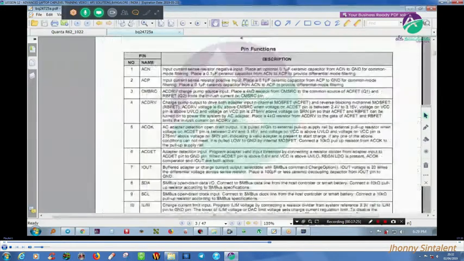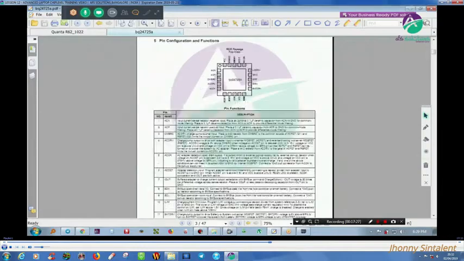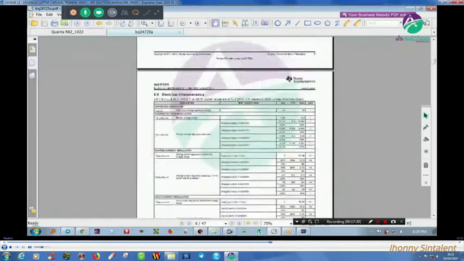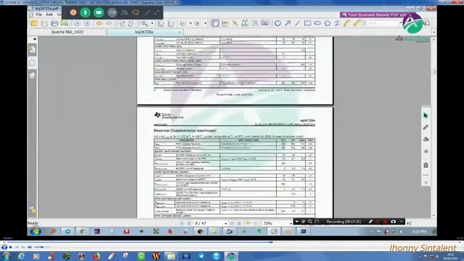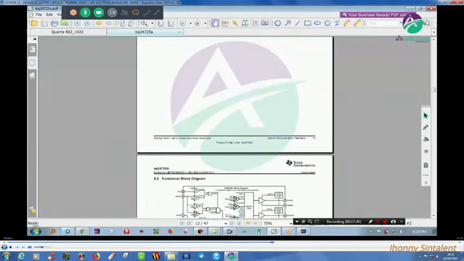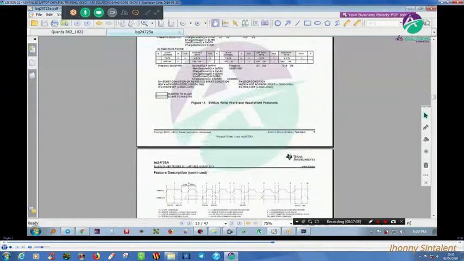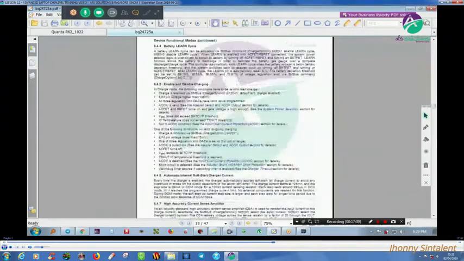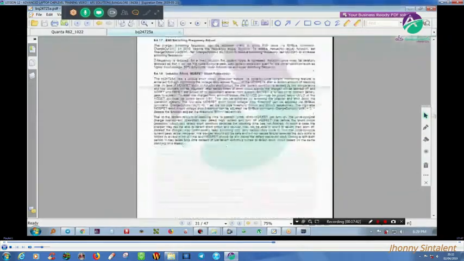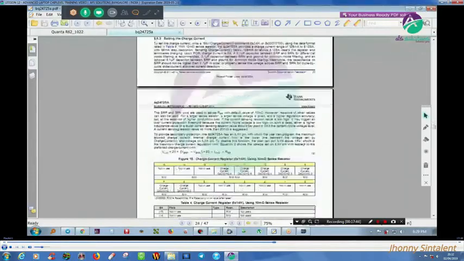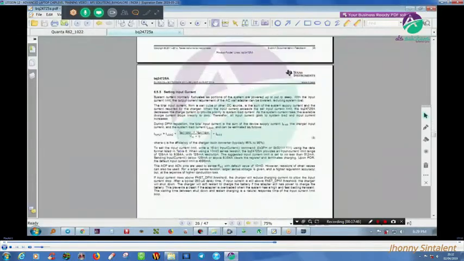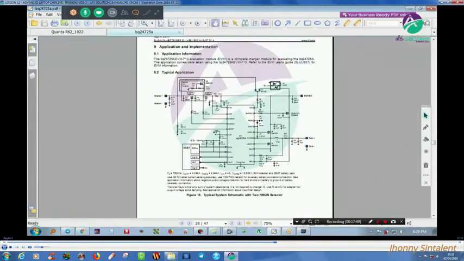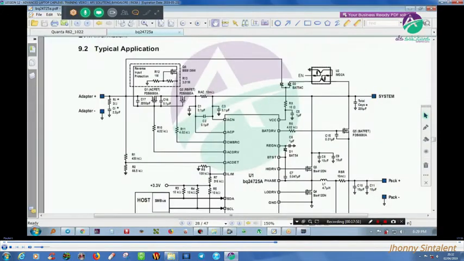Let me go to the schematics. The schematics will be not very far. Physically this board's schematics is not available. That's why I am following the data sheet, or it would have been very easy for me to follow the schematics and troubleshoot very easily. But unfortunately schematic is not available. I have to follow the data sheet only. So I think here is my data sheet.